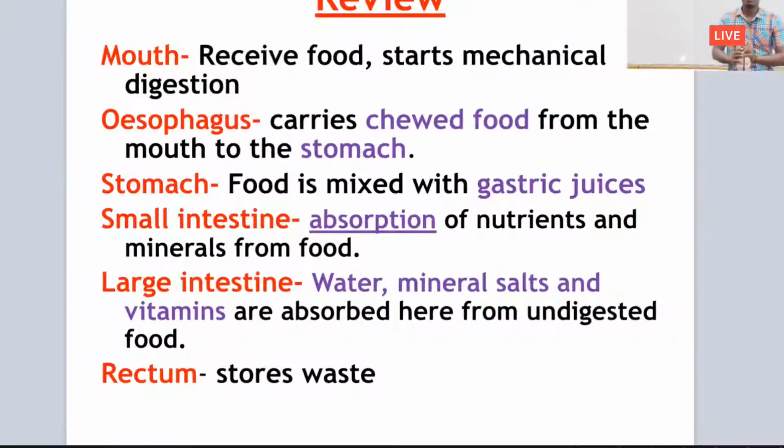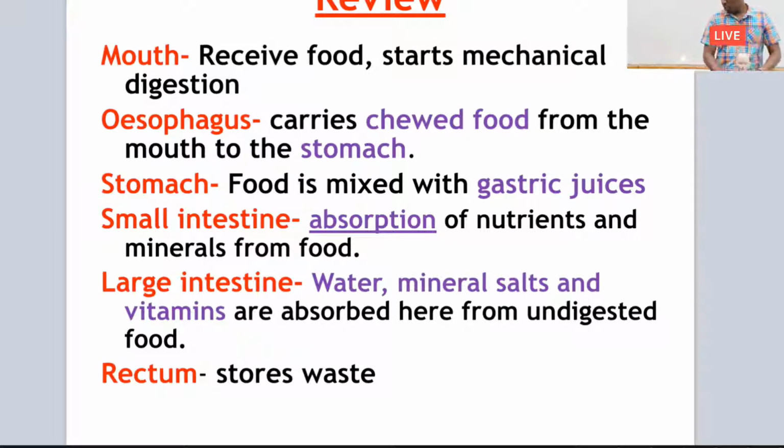So let's do a quick review of what we just discussed. We have the mouth. Can somebody tell me what is the main responsibility of the mouth? Right, receive food, start mechanical digestion. The esophagus carries food from the mouth to the stomach. Right, very good. And how about the stomach? Food is mixed with gastric juices. The small intestines, absorption of nutrients and minerals from food. The large intestines, water, mineral salts, and vitamins are absorbed here from undigested food. And the rectum, we know, stores food.